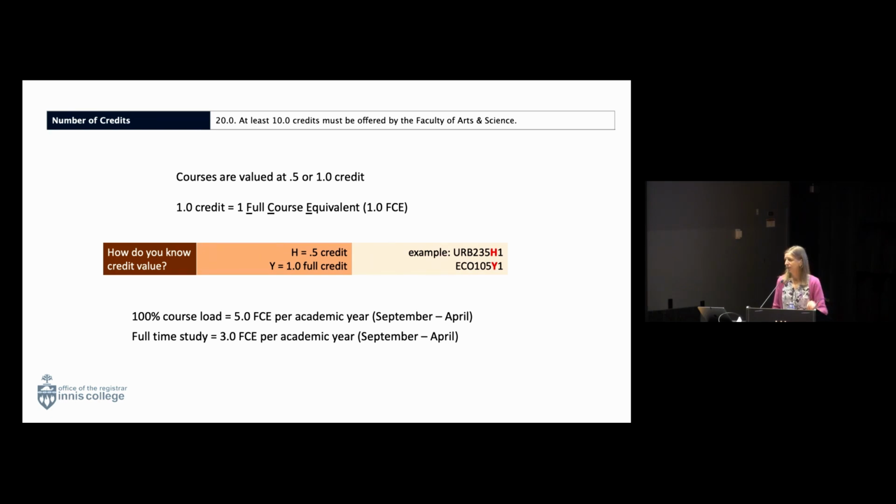We're going to talk about levels of courses in the next slide. The next letter will either be an H or a Y. If it's an H, it means the course is valued at a half credit. The Y means the course is valued at a full credit. The last number 1 just means that this course is taught on the St. George campus. There are 2 other campuses, Scarborough and Mississauga, and their courses end in 3 or 5.